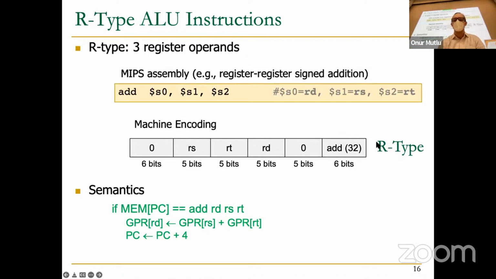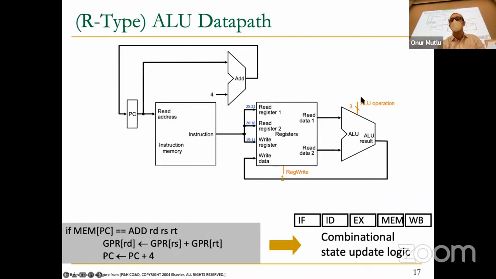By decoding these, which is not shown over here, you need to ensure that these control signals do what add is supposed to do. And also, add needs to write to the destination register, so you need to set the control signal of this destination register write to 1, so that at the end of the clock cycle, the destination register gets the value coming from the ALU result.